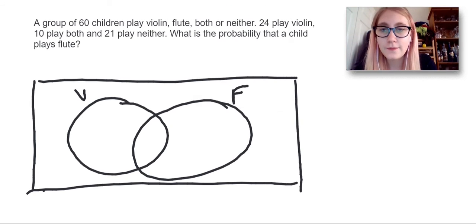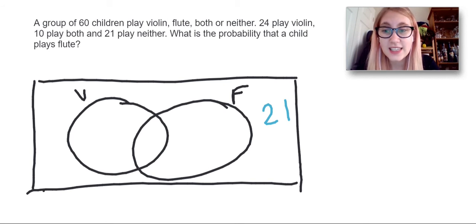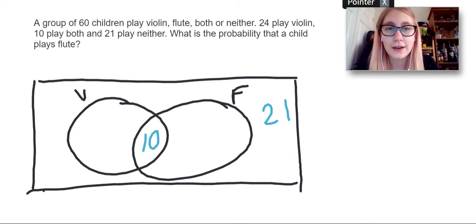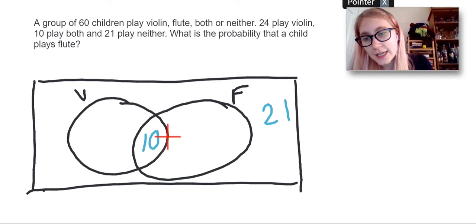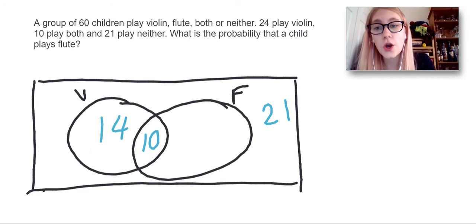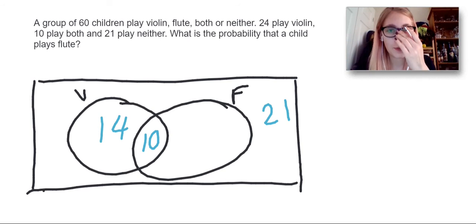So we'll fill in what we can. Well, 21 play neither, so there's 21 here. 10 play both, so this is 10. And then 24 play violin. So that means there's 24 total in this circle here. And we've already accounted for 10 of that. So in this crescent bit here, there must be 14 more. And that makes the total that play violin 24.